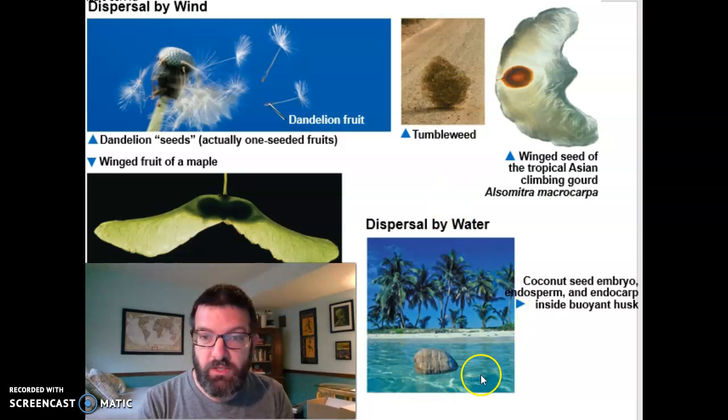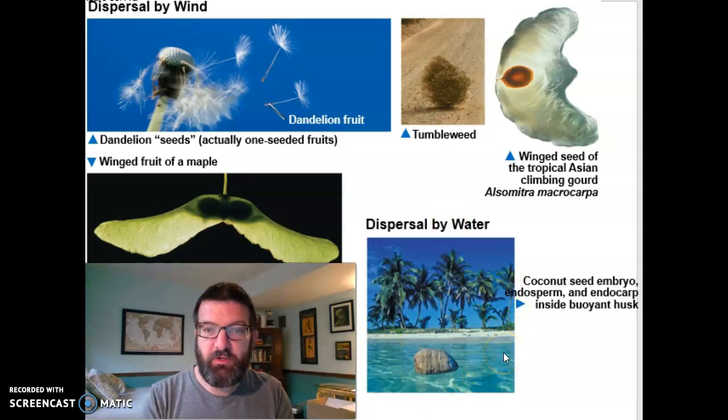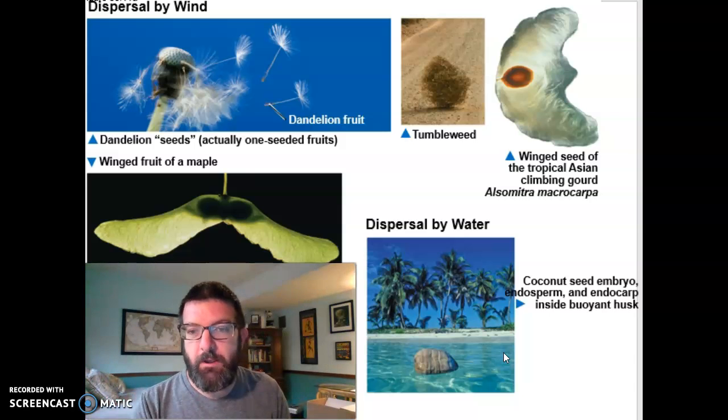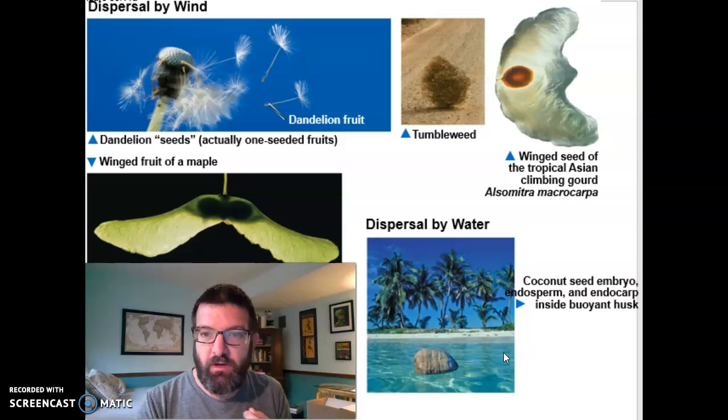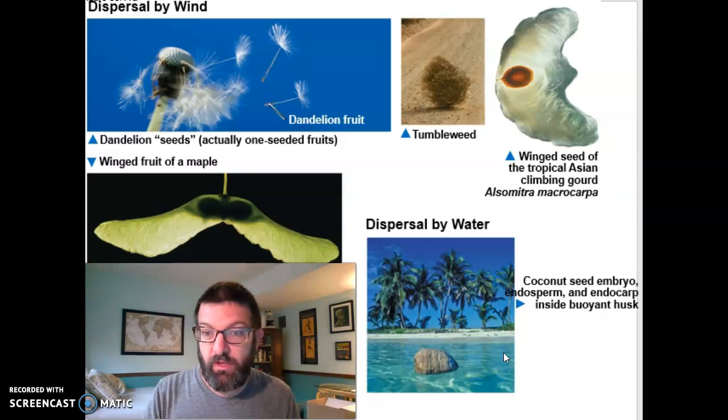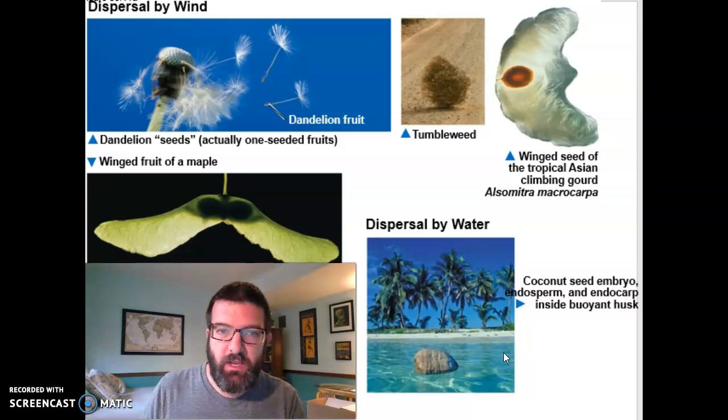Sometimes water is the method of dispersal. Think of the coconut that floats through the water, and that's why pretty much every place in the world that is warm enough for coconuts and has the appropriate water level has coconuts, at least the shorelines.